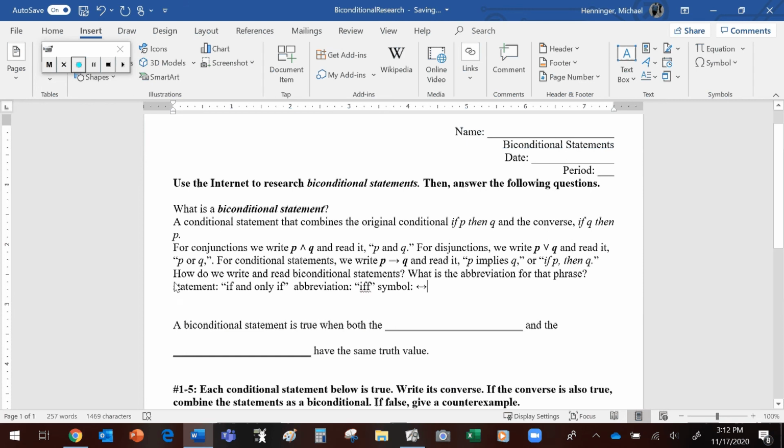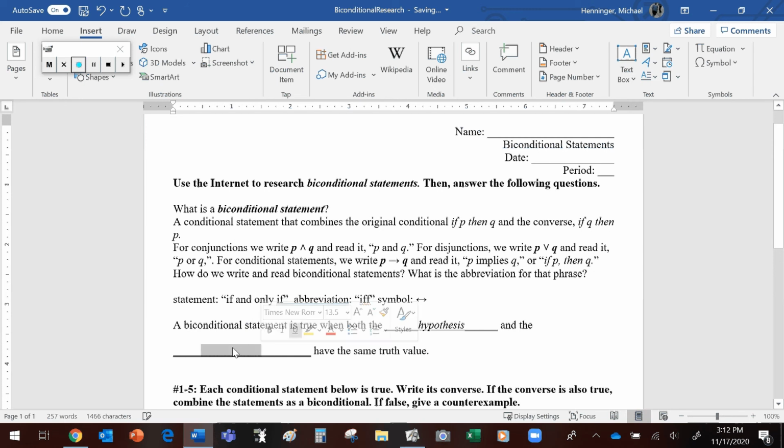And we saw in our research as well that a biconditional statement is true when both the hypothesis and the conclusion have the same truth value, okay? Either both true or both false.